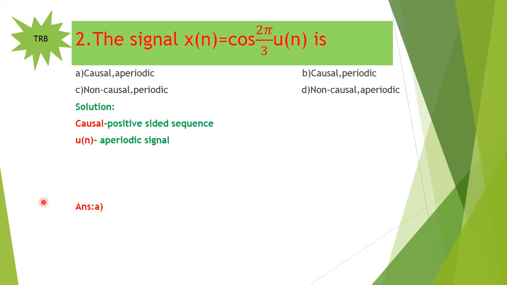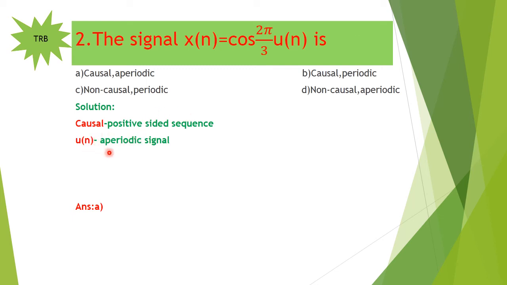The signal x of n is equal to cos 2 pi by 3 into u of n. So u of n, we know its limit is from 0 to infinity. That means it is a positive sided sequence. So it is a causal signal. It depends only on the present or past input values.